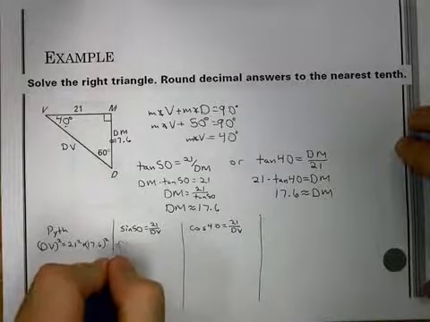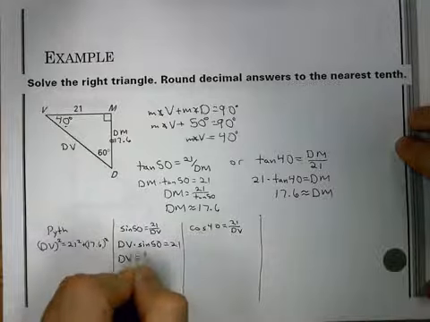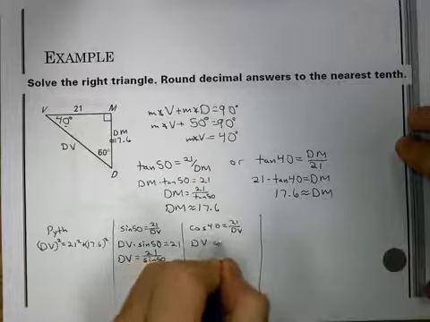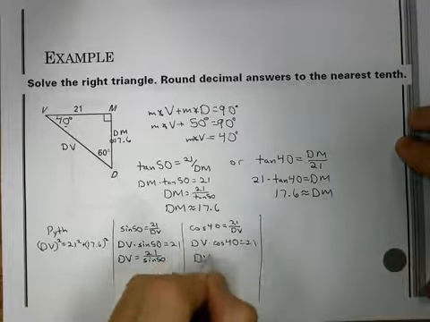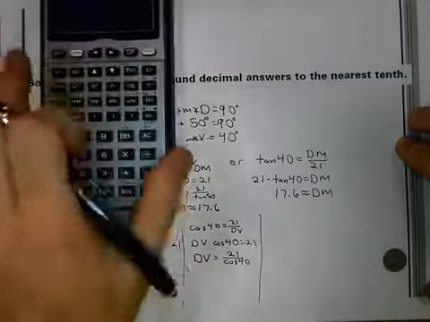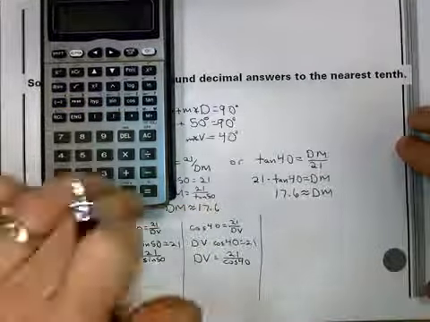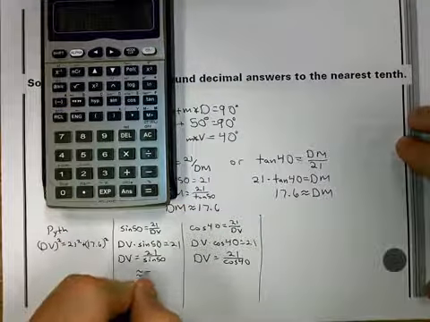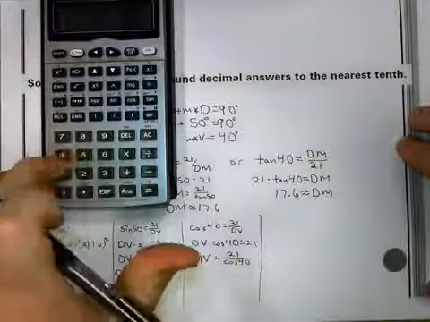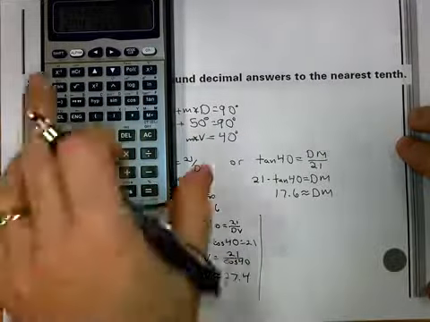So let's work our way down the middle. We get DV times sine of 50 equals 21, which gives us DV is 21 over sine of 50. The next one is DV times cosine of 40 equals 21, and DV is 21 over cosine 40. Check both of those, see what we get there. So we have 21 divided by sine of 50 gives us about 27.4 for DV. 21 divided by cosine of 40 gives us that DV is approximately 27.4. It's a good sign when they're the same number. That's what we're going for.